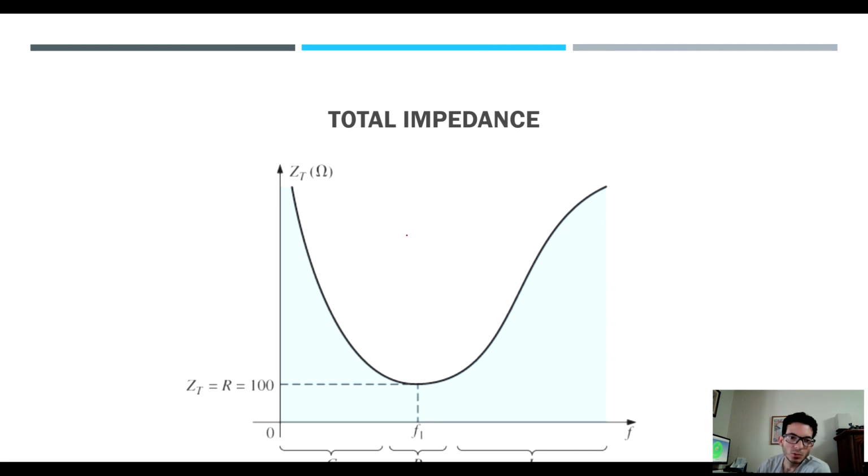So if you were to compute the total impedance and plot it as a function of frequency, you're going to find that you have a capacitive response for low frequencies. Then you're going to have a resistive response at the resonant frequency. Then you're going to have an inductive response for large frequencies. So this is a very common curve. It's always present for RLC circuits.